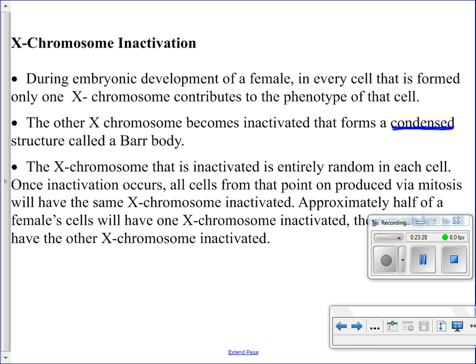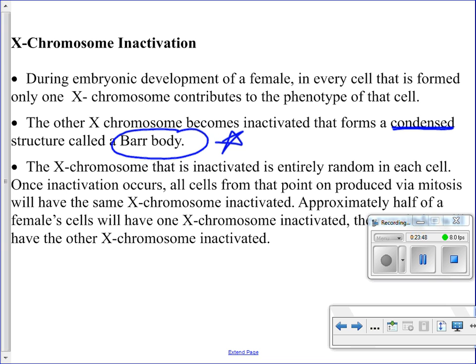That information cannot be read, and it forms a very condensed structure that you see under the microscope that is referred to as a bar body, and you do need to know that term. The bar body is the inactivated chromosome that you find in all of the cells of every female.